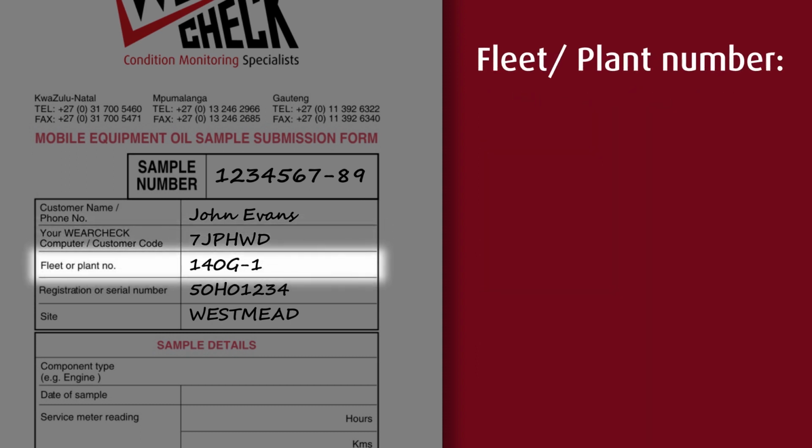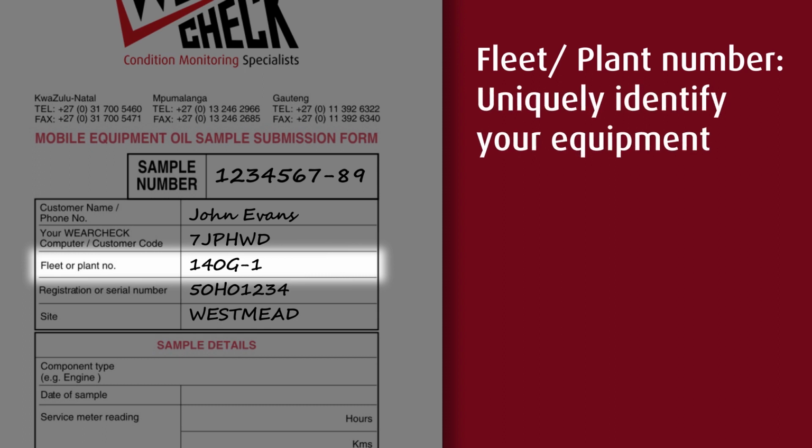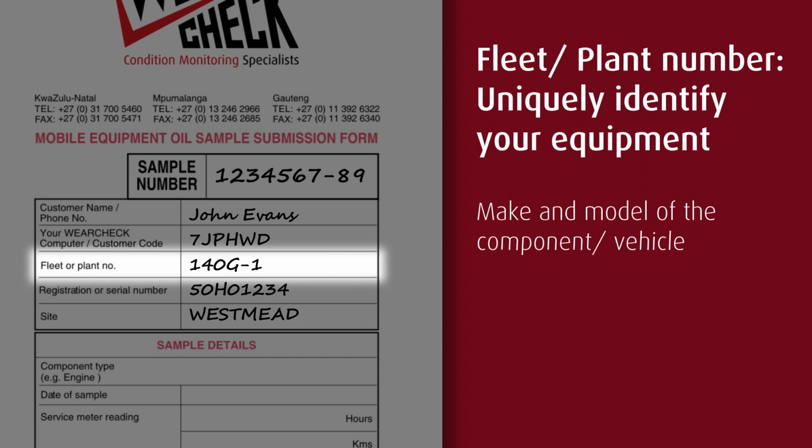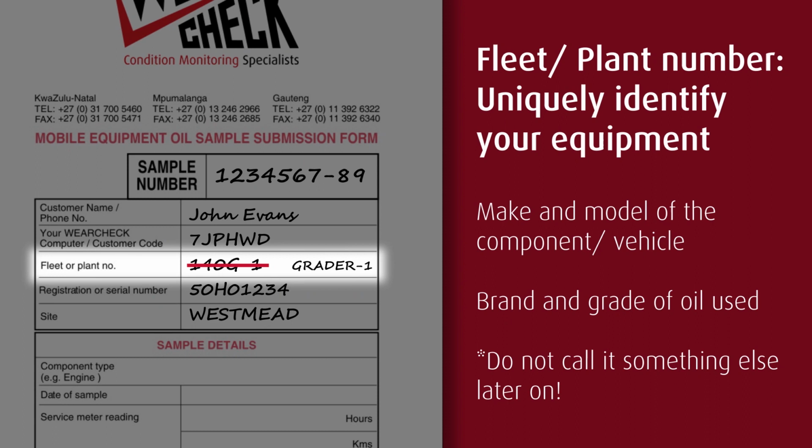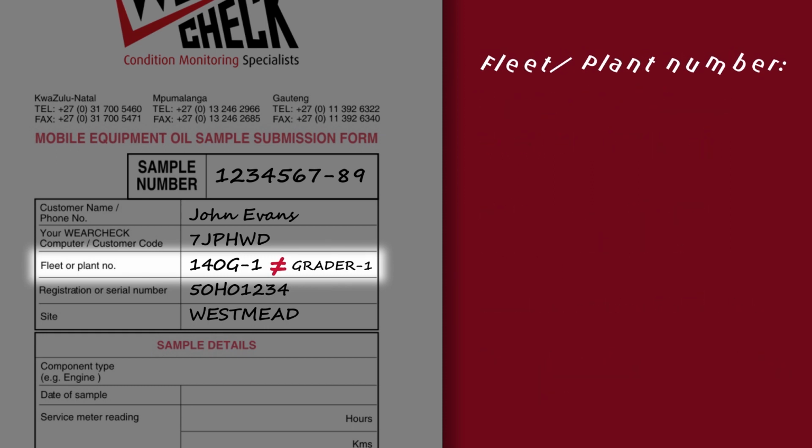The fleet or plant number or registration plate is used to uniquely identify your equipment within the system. It also relates to associated information, such as the make and model of the component or vehicle and the brand and grade of oil used. For example, if you call a unit 140 G1 and later change it to Grader 1, then the information stored against 140 G1 will not tie up with the plant number Grader 1.